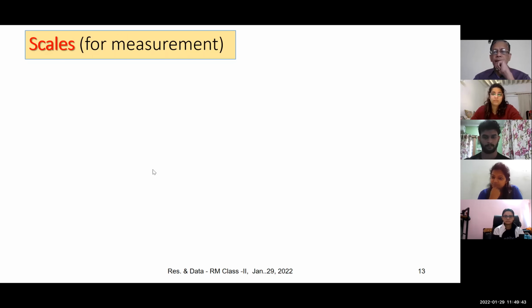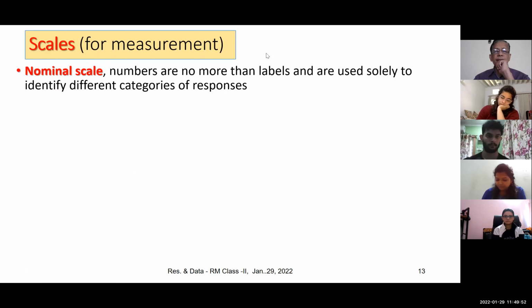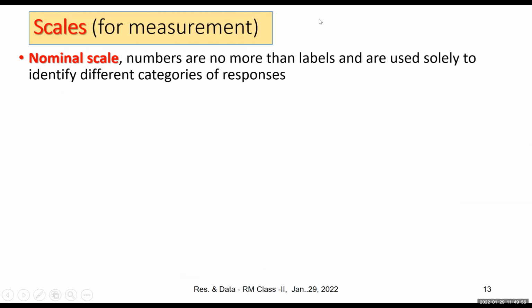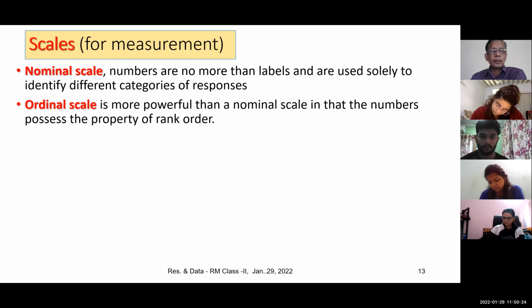As we initiated in the last session, we have four basic fundamental scales. One is called the nominal scale, which is nothing more than labels used for naming sake, identifying different categories. This is also called categorical scale. For example, religion: if you want to divide respondents as per religion, the names of the religions are put on the nominal scale.